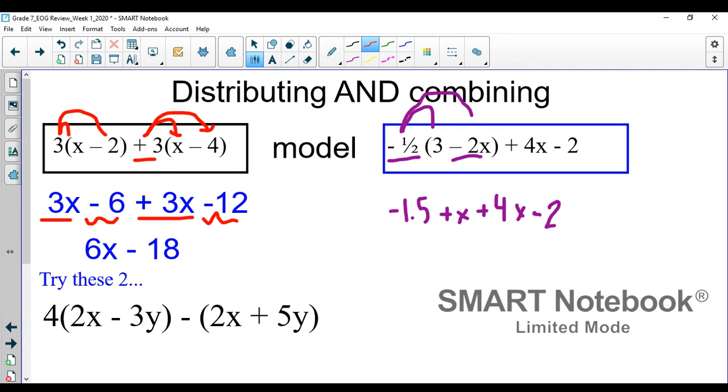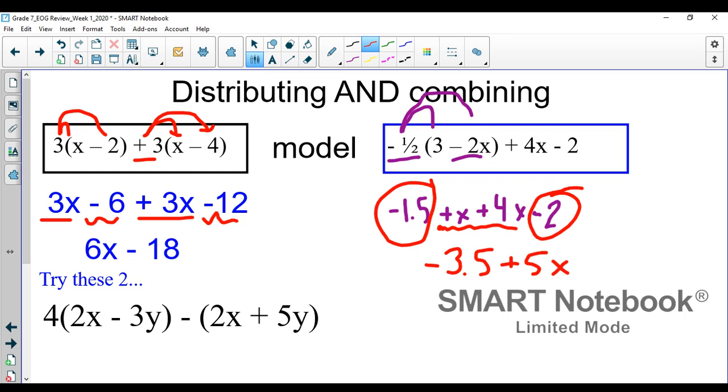So I have negative 1.5, which is a constant. I have negative 2, which is a constant. Negative 1.5 minus 2 is negative 3.5. And then I have 1x plus 4x, which gives me 5x.